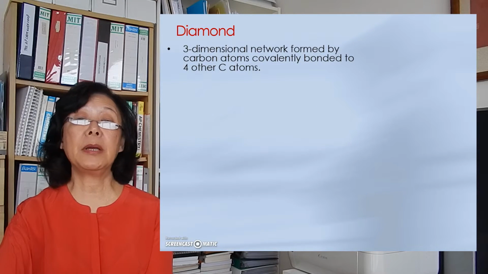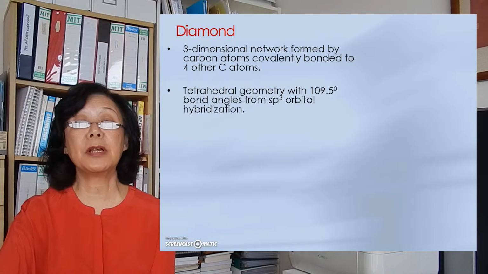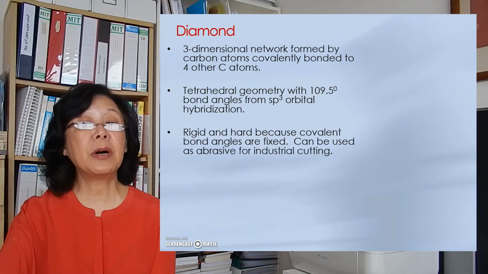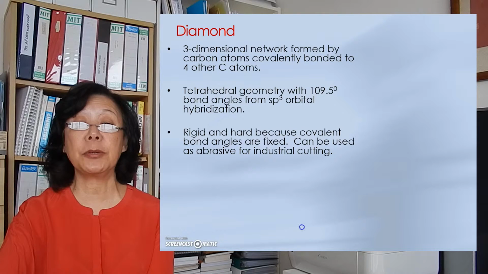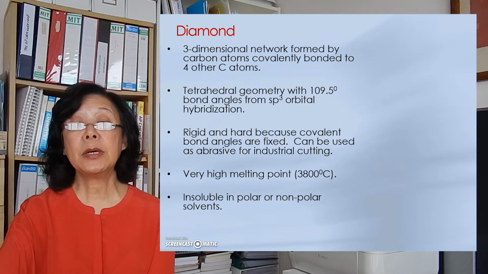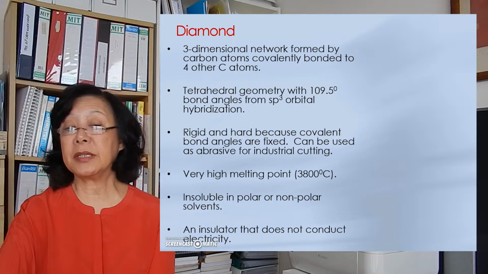Let's take a look at diamond. Now, diamond is a three-dimensional network formed by carbon atoms covalently bonded to 4 other atoms. It is tetrahedrally bonded with a geometry of 109.5 degree bond angle coming from sp3 orbital hybridization. It is rigid and hard because covalent bond angles are fixed and can be used as an abrasive for industrial cutting. It has a very high melting point, 3,800 degrees C, is insoluble in any solvent, and is an insulator that does not conduct electricity.